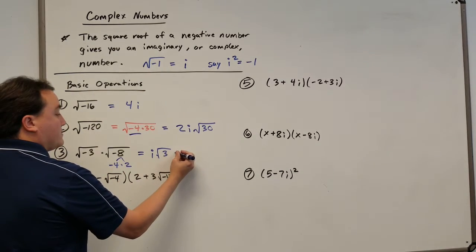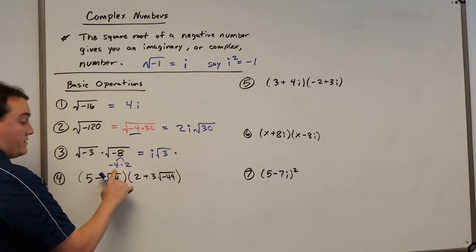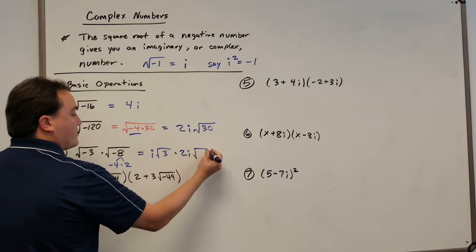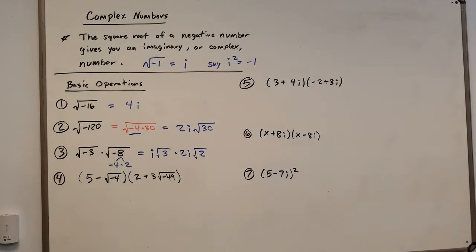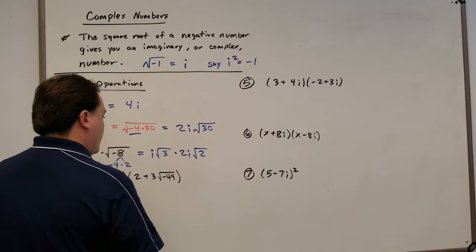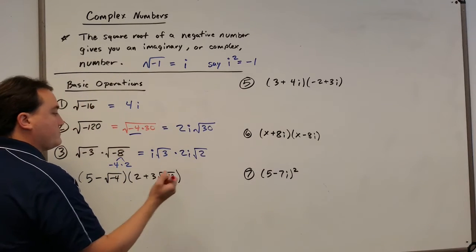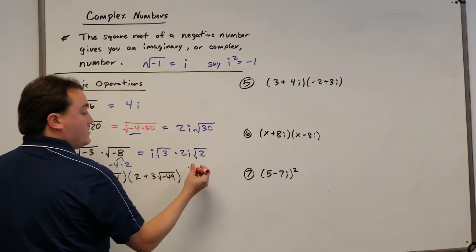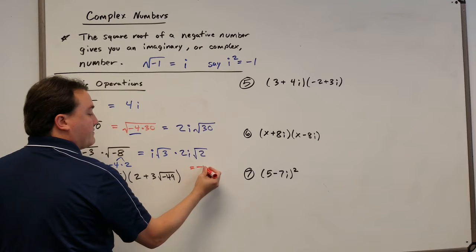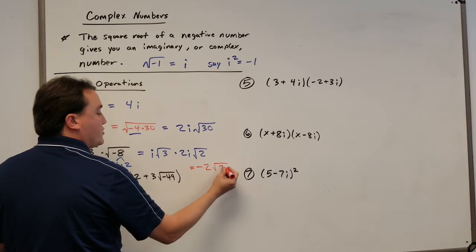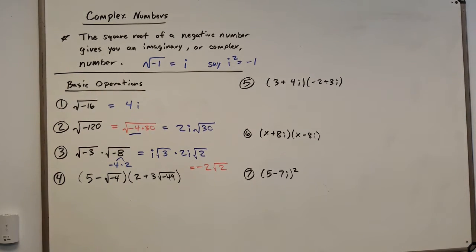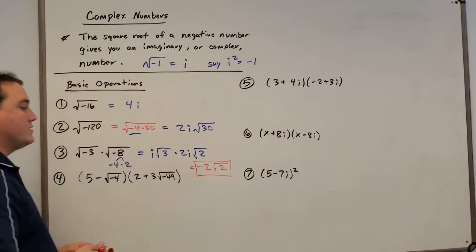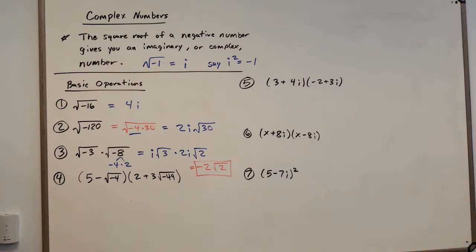So we have times 2i, which comes from the negative 4, and then square root of 2 is left. And then we can get our answer from that. So the answer for this one, remember, i times i is i squared, which is negative 1. So we have negative 2 square root of 2. So that's number 2. A little bit more complicated than we needed, but.